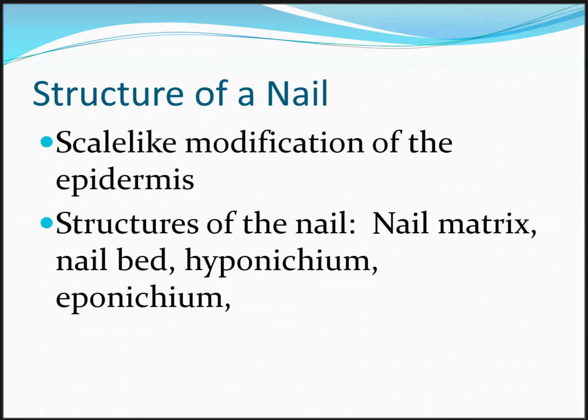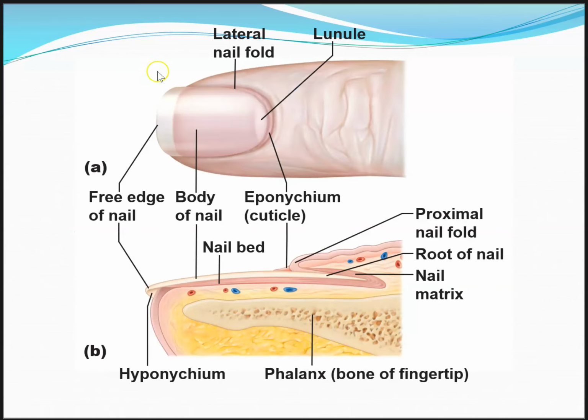Now the next important structure of the integumentary system is the structure of the nail. The nail is a modified layer of epidermis, and the nail consists of the nail matrix, the nail bed, the hyponychium, and the eponychium. So the eponychium is basically the cuticle of the nail, and the little white region above the cuticle of the nail is known as the lunule, and everything else is the body of the nail, and this is just the free edge of the nail.